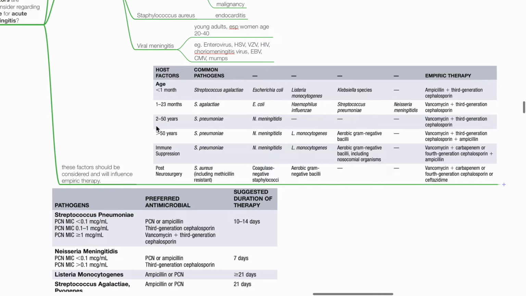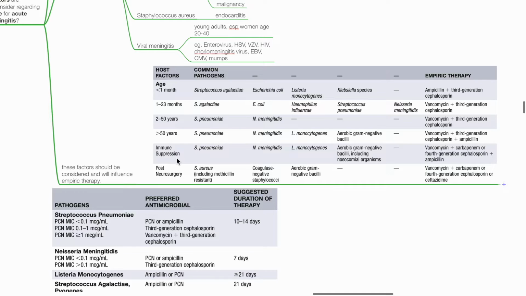Age 2 to 50 years old, common pathogens, Streptococcus pneumoniae and Neisseria meningitidis. Empiric therapy, vancomycin and third-generation cephalosporin. Age more than 50 years old, common pathogens include Streptococcus pneumoniae, Neisseria meningitidis, Listeria monocytogenes, and aerobic gram-negative bacilli. Empiric therapy, vancomycin, third-generation cephalosporin, and ampicillin. For immunosuppressed patients, common pathogens include Streptococcus pneumoniae, Neisseria meningitidis, Listeria monocytogenes, aerobic gram-negative bacilli including nosocomial organisms. Empiric therapy, vancomycin with carbapenem or 4th-generation cephalosporin with ampicillin.